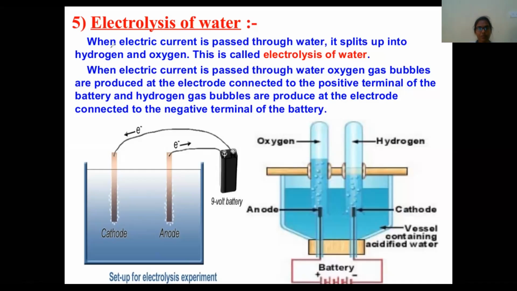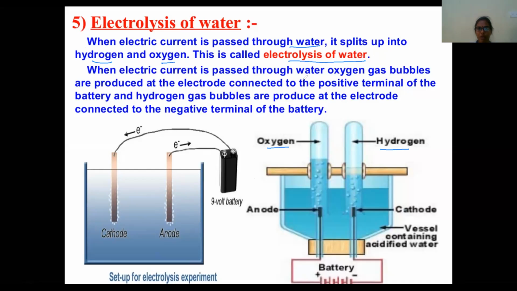Yeah, try to understand the next one. When electric current is passed through the water, it is split up into hydrogen and oxygen. When you pass electric current into the water, what happens? It's split up into oxygen and hydrogen. This is what we call electrolysis of water. Here we take water and pass electricity. It will separate, hydrogen one side and oxygen one side, and it will deposit.